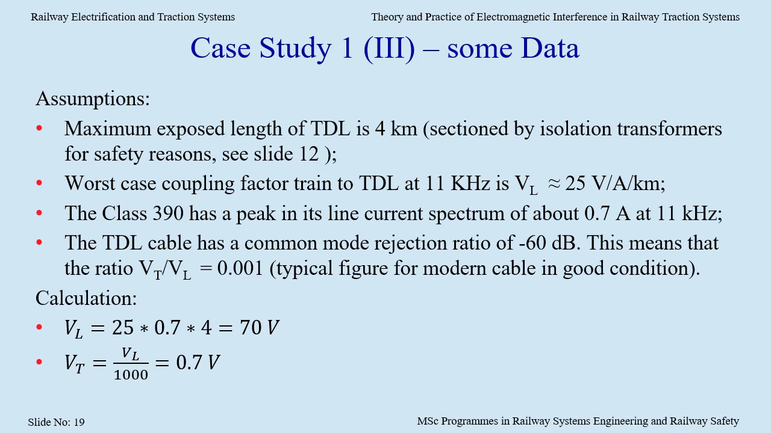The Class 390 spectrum has a peak in the line current spectrum of about 700 milliamps at 11 kHz. The TDL cable is assumed to have a common mode rejection ratio of minus 60 dB. What does this mean? It means that the ratio between transverse and longitudinal voltages is 1/1000. From this data, we can calculate that the longitudinal induced voltage in the TDL is 70 volts, and then the transverse voltage is 1/1000th of that, which is 700 millivolts.